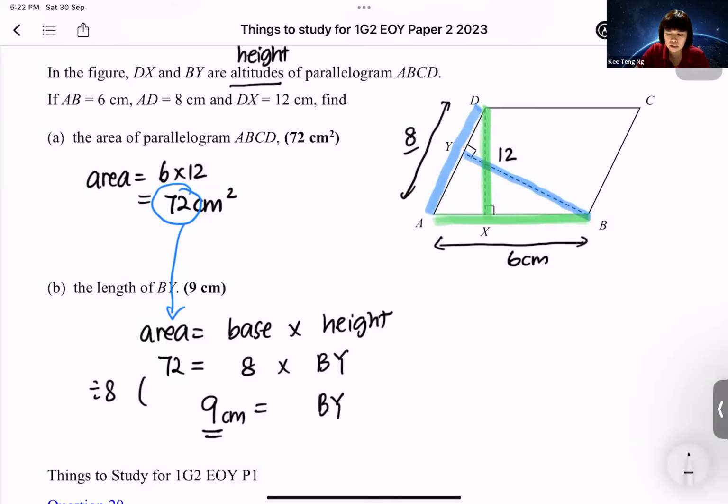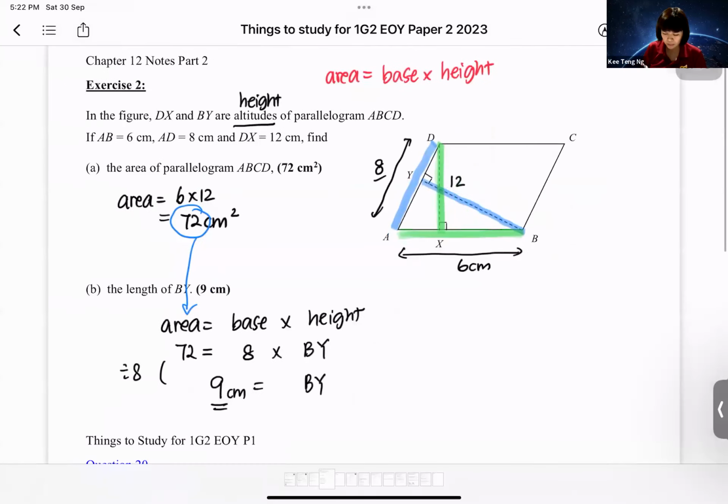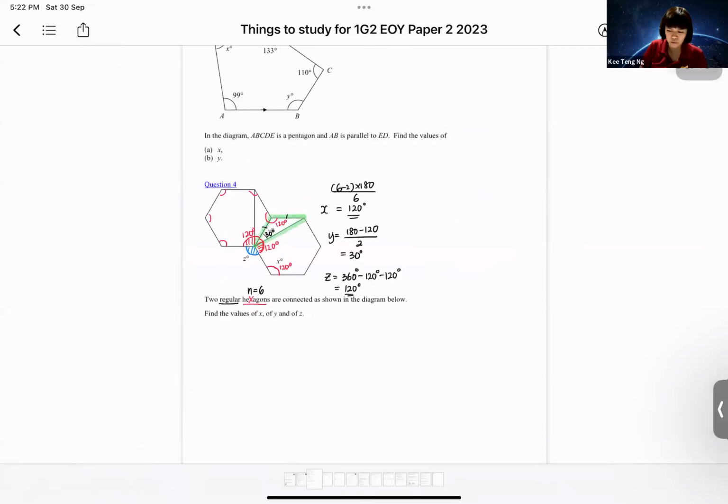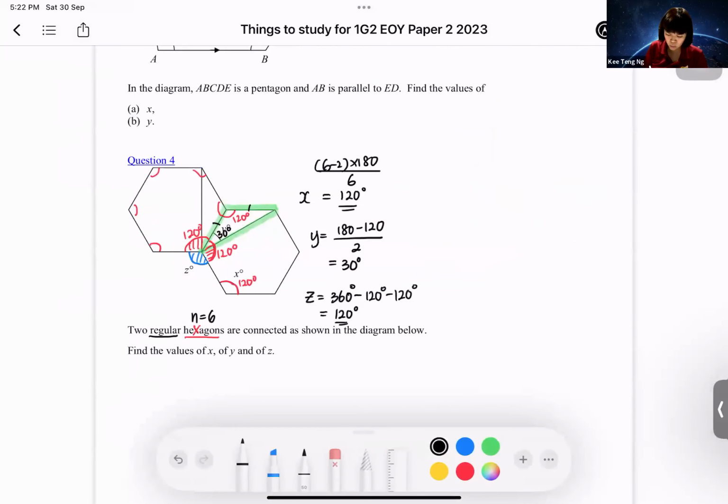Have you gotten the concept? Okay, so for this one, you just match the different base and the different height. Okay, next question. Now, previous question, I think I missed out on this one as well. So let me go through this question again.